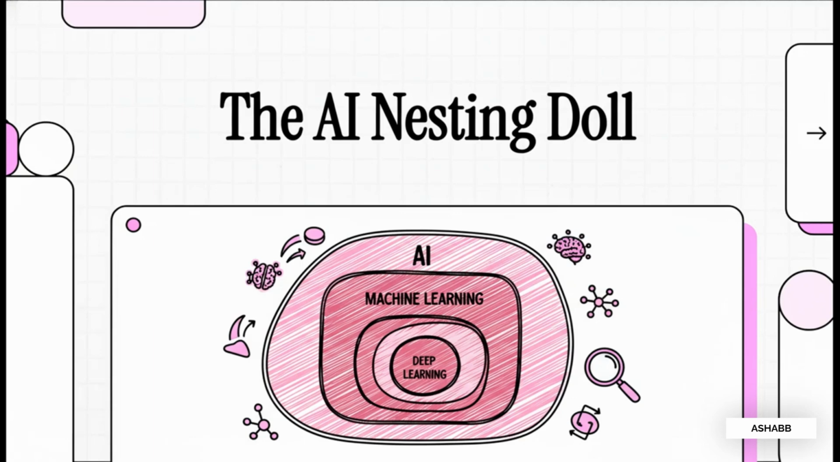You've heard the words thrown around everywhere, right? AI, machine learning, deep learning. A lot of times people use them like they're all the same thing, but they're not. And you know what? Understanding the difference is actually the key to getting what's happening in our world right now. So let's finally clear this up once and for all.